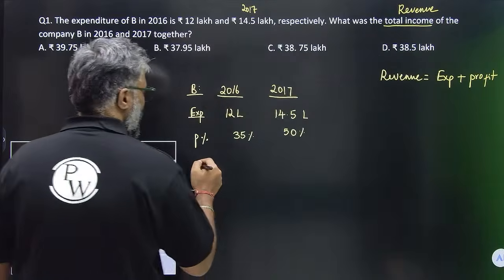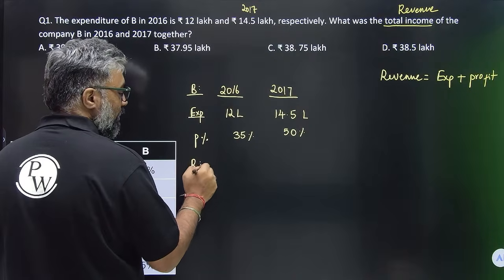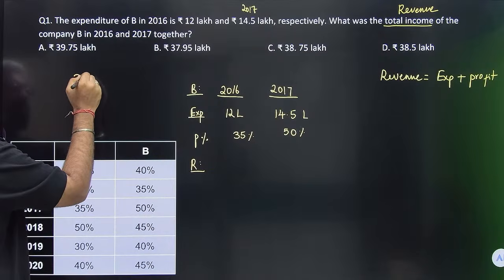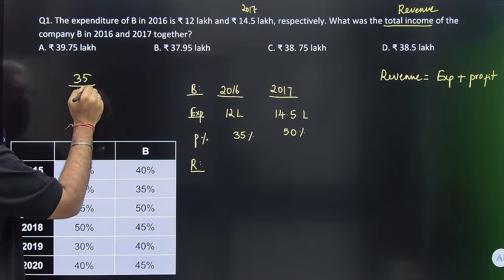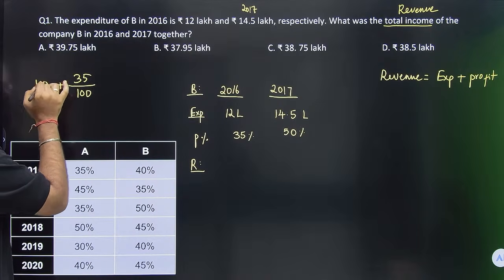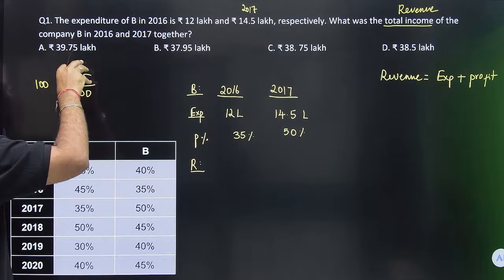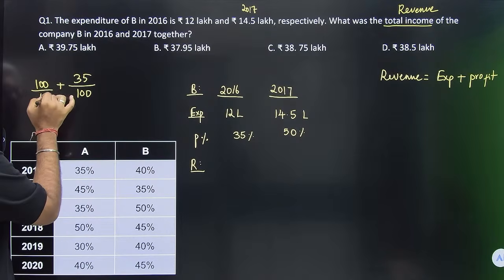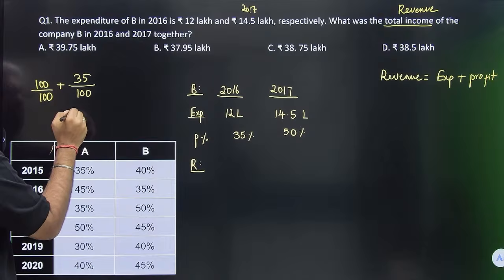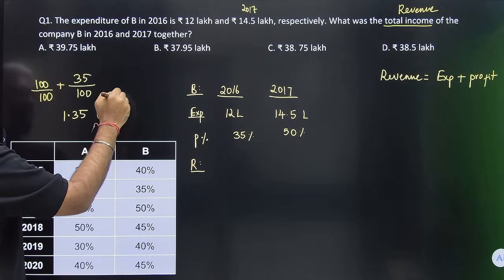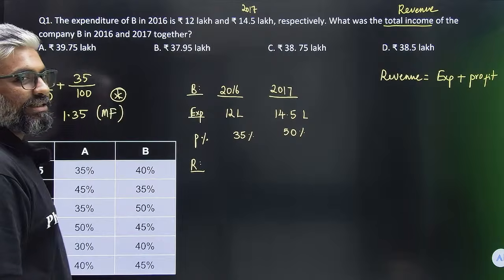So revenue in case of B is what? This would be 35%. 35% is nothing but 35 upon 100. 35% is added to existing 100%. 35% added to 100%. Getting this? So this is also 100 by 100. In other words, this is 1.35 times. This is called multiplicative factor. Very important when it comes to percentage based questions.